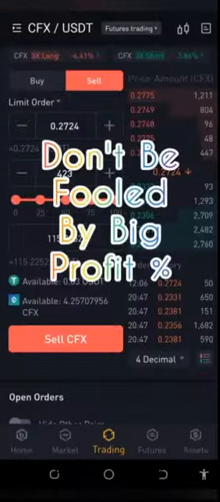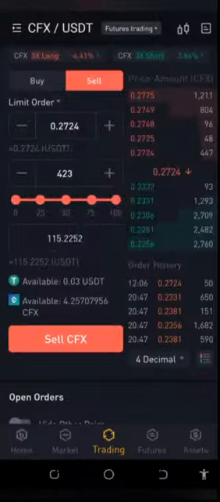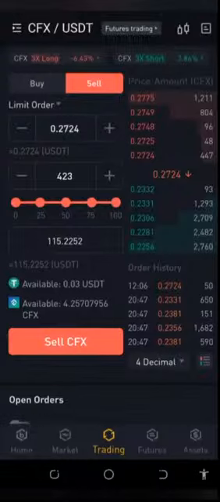Don't be fooled by big amounts. Don't be fooled by signals that are promising you 15%, 20%, 10%, because this is what's going to happen. You'll miss out on the actual details, just like I missed out on all these details right now. I was so excited because I felt, oh, this was going to work.